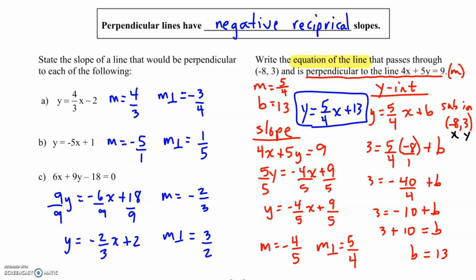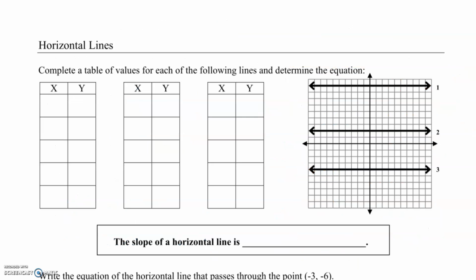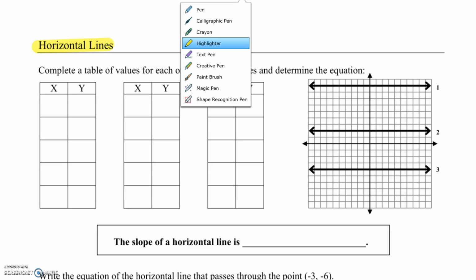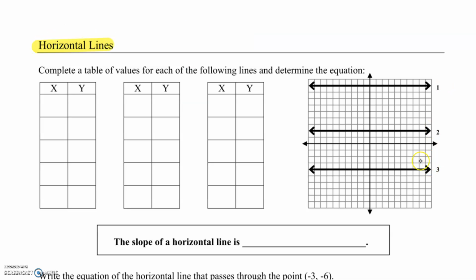All right, let's turn to the back, and we're going to take a look at horizontal lines. So I have on here 3 horizontal lines, and I have 3 tables of values. So we're going to pick 5 points on each line and put them into the table of values. So let's take a look at line 1.